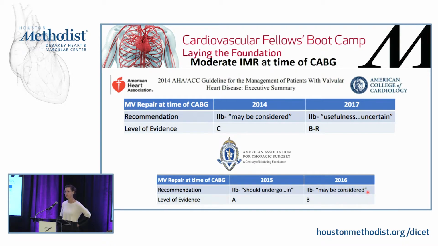when you have a patient, you take them to surgery for a CABG, and you see MR. So one thing you do first is try to determine whether it is primary versus secondary MR. And if it is secondary MR, is it moderate or is it severe? Because right now, as of 2017, the AHA and ACC guidelines for management of patients with valvular heart disease say that if you repair ischemic MR that's moderate, its usefulness is uncertain.